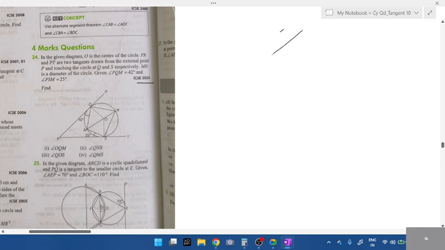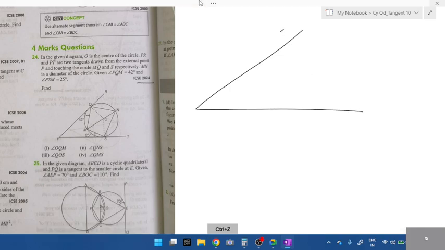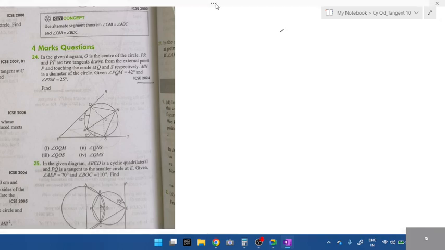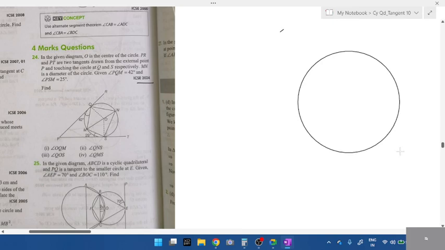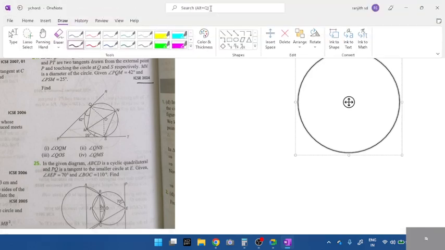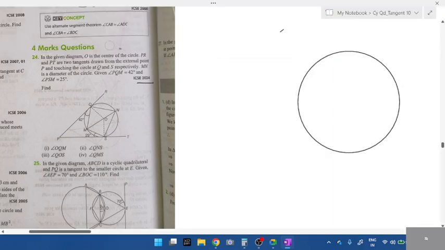A tangent is given outside. Tangent. You have a circle. Start solving. Be quick. Read the question first. O is the center. If it is the center, you can use the angle at the center is twice the angle at the circumference. Angle formed on the semicircle. The diameter will be given.